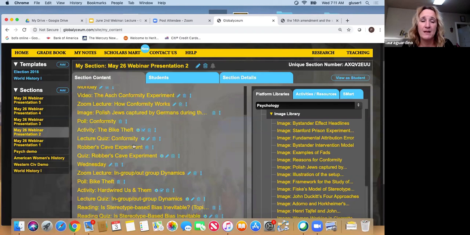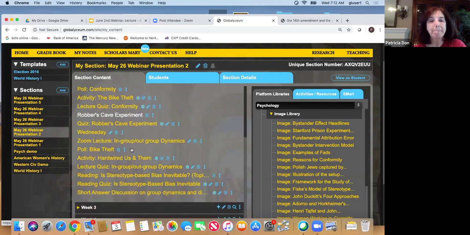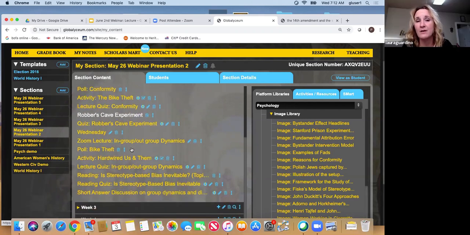Then after my lecture or during class, I might have them do an activity together in those Zoom breakout rooms. So I would have them do the bike theft, and then they would read the other stuff on their own, because that's just information delivery. That's the stuff that I want them to do: the Robert Cave experiment, which is a very famous experiment in in-group, out-group dynamics. And then I would quiz them on everything.